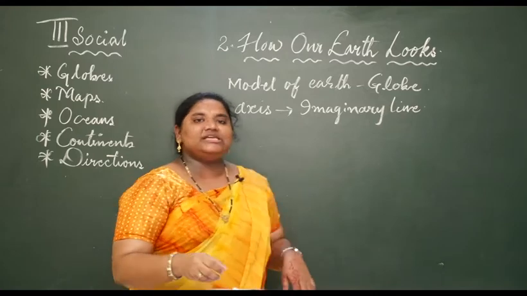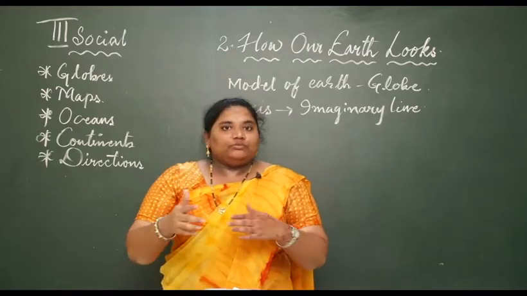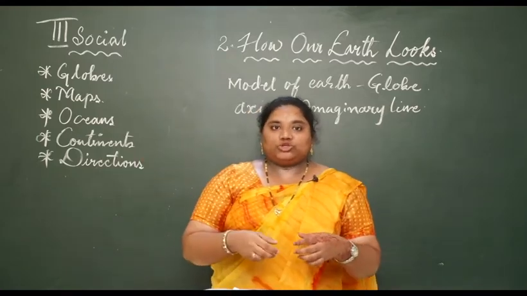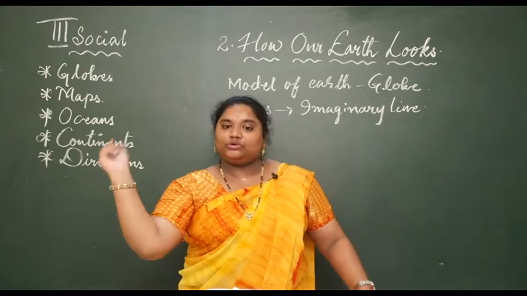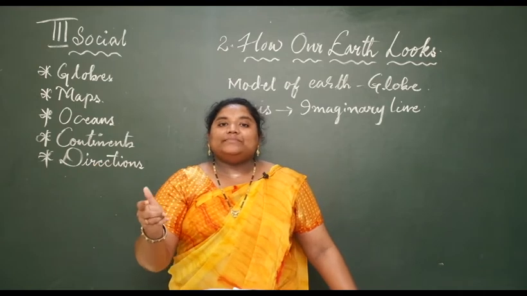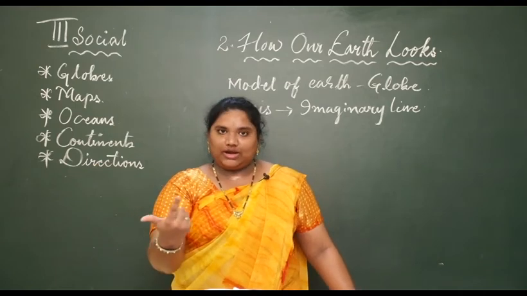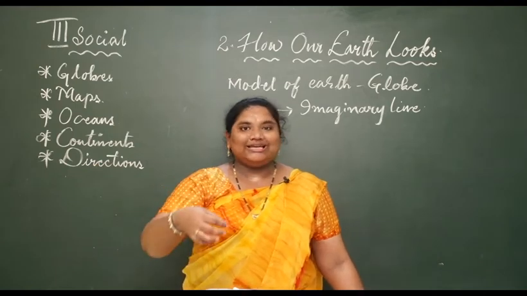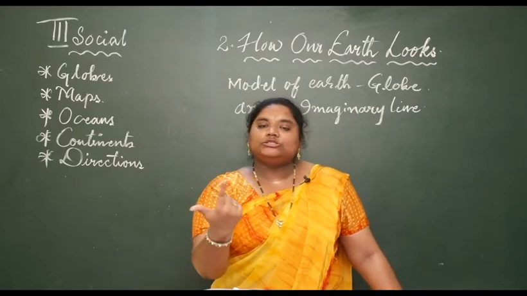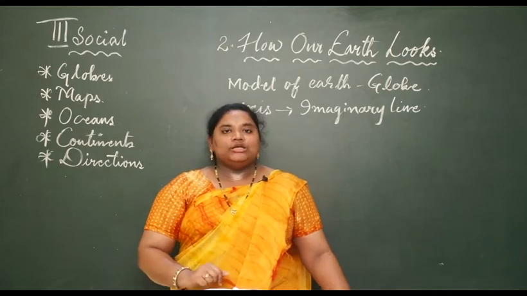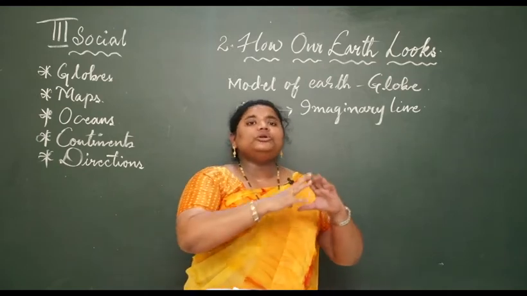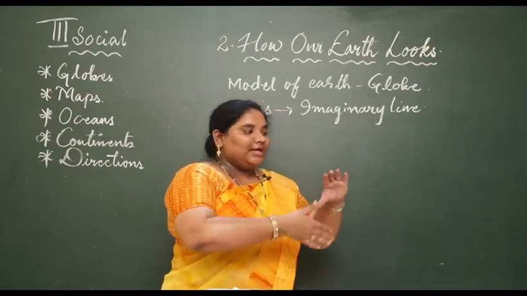Like you have seen a top. We children generally play using a top. We wind a rope around the top and we throw it on the ground. When we throw it on the ground, what happens? It rotates on the ground. So how is it rotating? It has an imaginary line. So it is rotating. Same like that, Earth also rotates. The model of the Earth, the globe, also rotates.